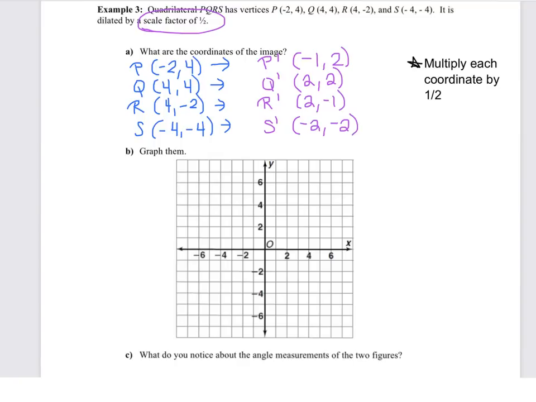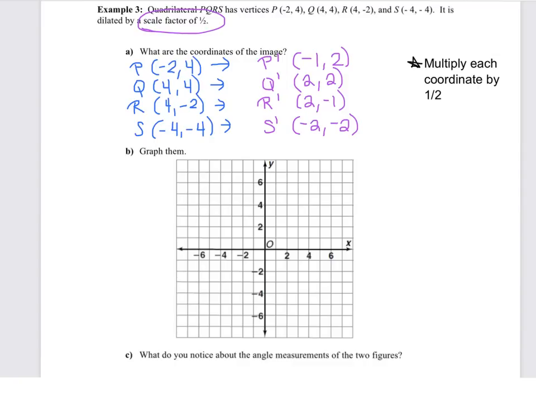So now we identified our new coordinates after we dilated with a scale factor of 1/2. Think of the dilation of your eye, your pupil. When you dilate it, you make it bigger or smaller. Same concept with doing this on a graph. All right, now we're going to graph them.